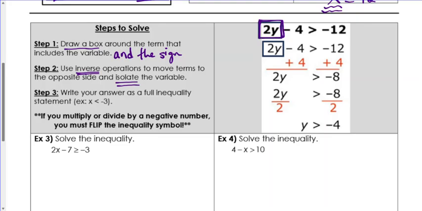Our final answer is always going to be a full inequality. So we're not just going to write, like this one saying x is less than negative 3, you don't just write negative 3, because it's all the numbers that are smaller than negative 3.